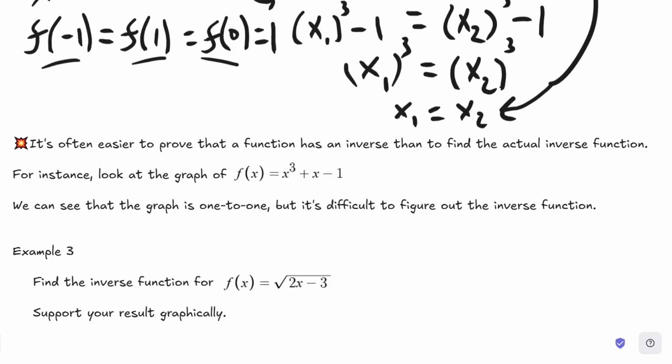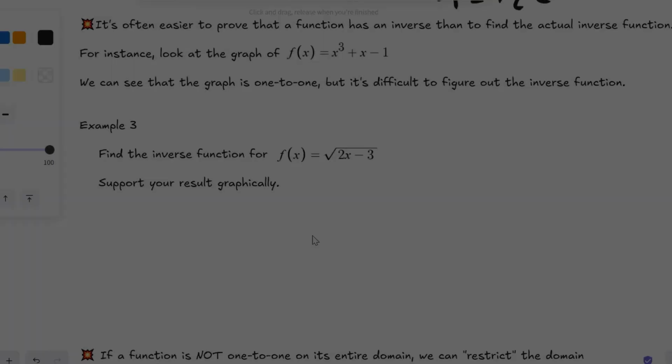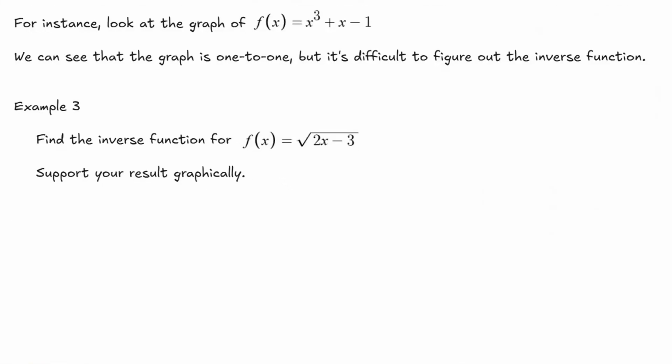So for example, if we look at the graph of x cubed plus x minus 1, we can see by the graph that it appears to be one-to-one. In other words, an inverse will exist, but it would be very difficult to determine the inverse function algebraically for this cubic function. So let's take a look at example 3 here.